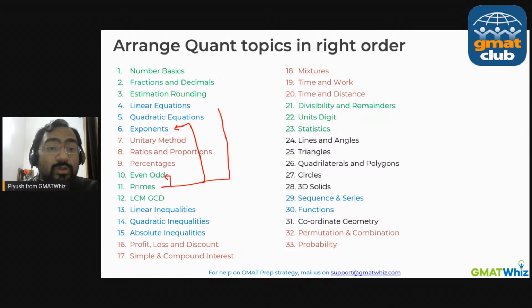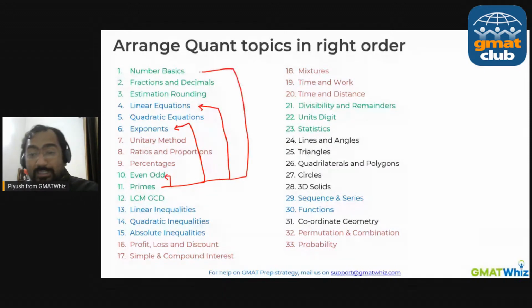So you should know how exponents work. Similarly, you should also know how linear equations are solved, because you might come across a linear equation that you have to solve while you're solving prime number related questions. And even before that, you need to know the basics of numbers. What is a natural number? What is a whole number? What is a prime number? What is an integer, in fact? So you need to do all these things before coming to prime.